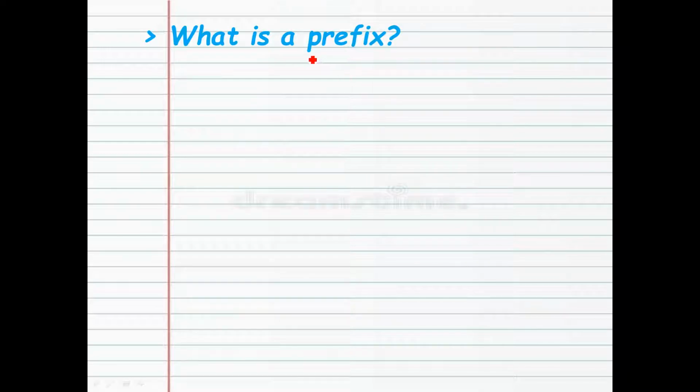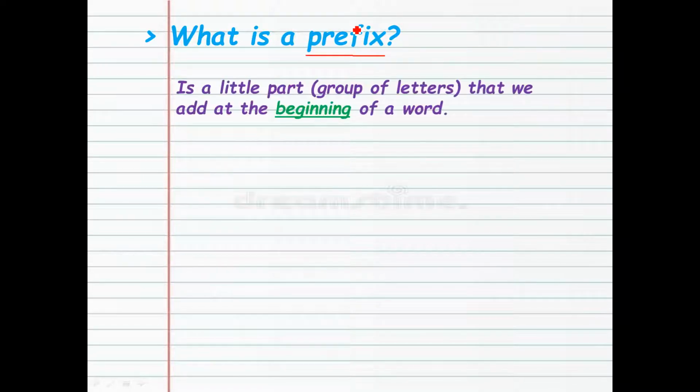First of all, we want to define what is a prefix. ما هو ال prefix? It is a little group of letters that we add at the beginning of a word. So the prefix عبارة عن مقطع صغير جدا مكون من عدة حروف نقوم بإضافته على بداية الكلمة. So at the beginning of a word. تمام. For example, the word correct بمعنى صحيح.